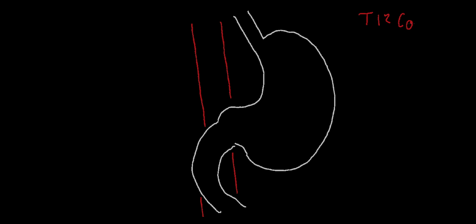Celiac trunk. And so we will denote the origin of the branch just with a little dot here. And so in terms of the branches, the main branches of the celiac trunk, we have 3 of them.